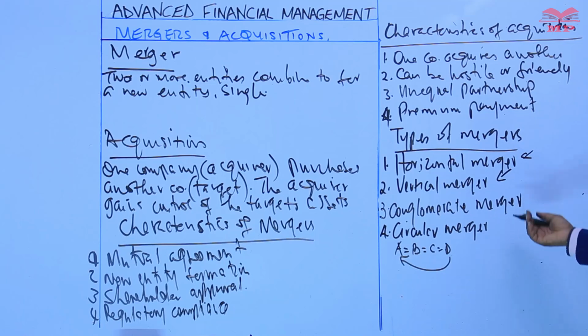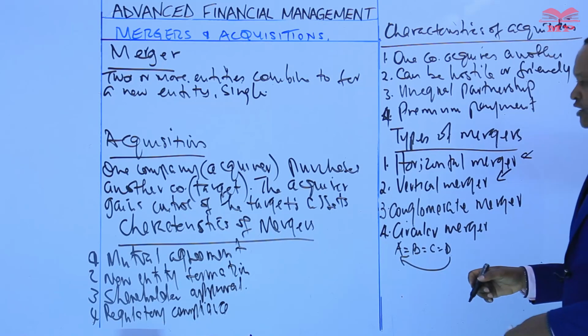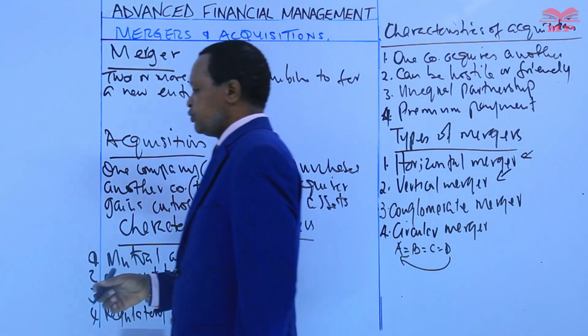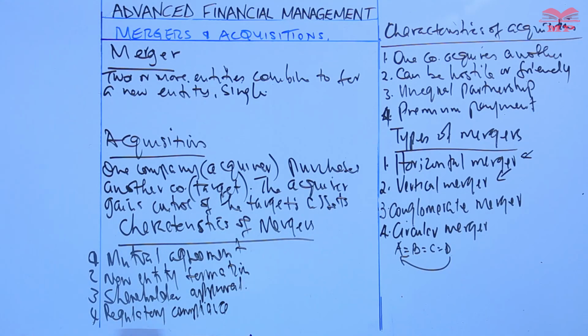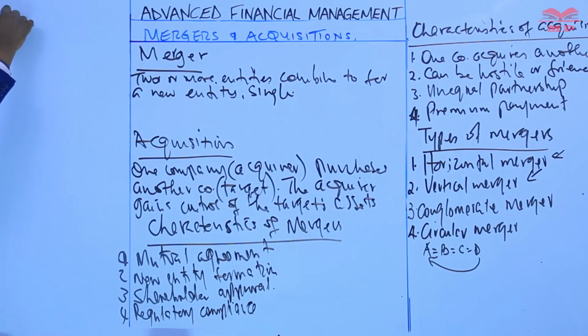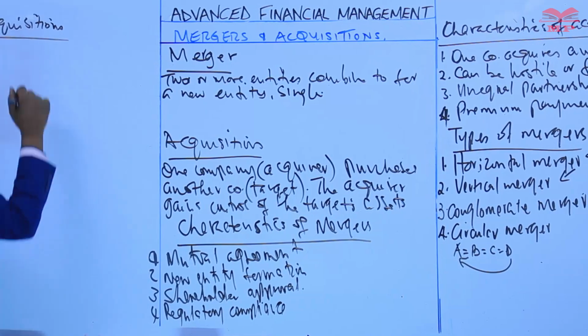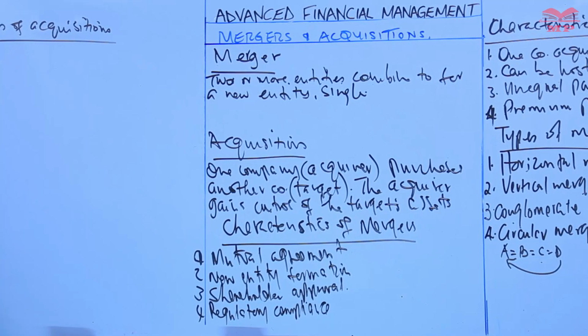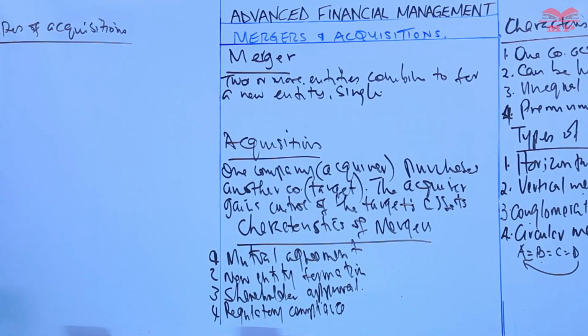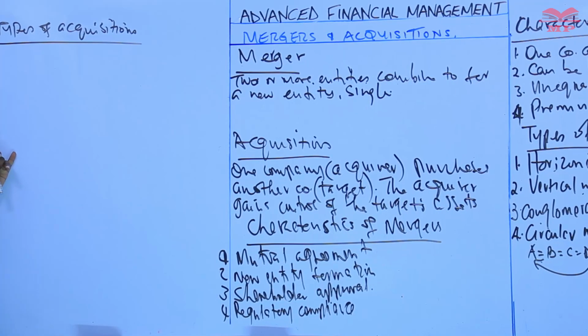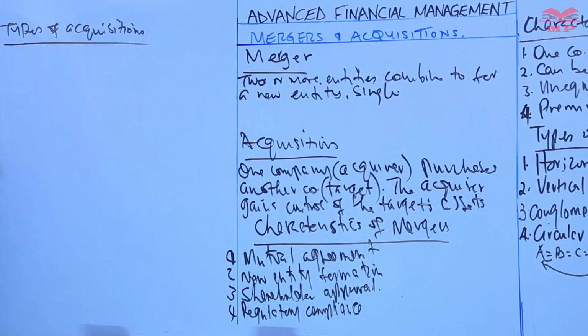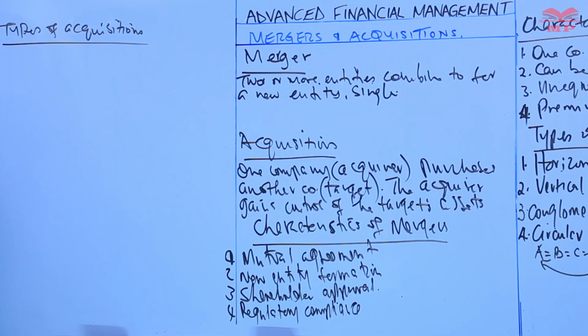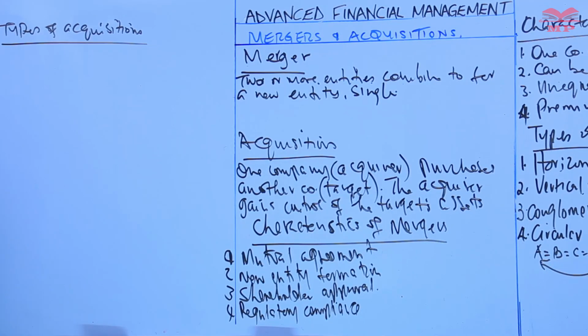So these are types of mergers. Now let's discuss types of acquisitions. Acquisitions can also be categorized based on the relationship between the acquiring and target companies, as well as the nature of the transaction.